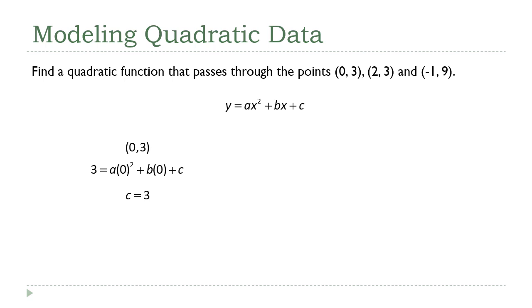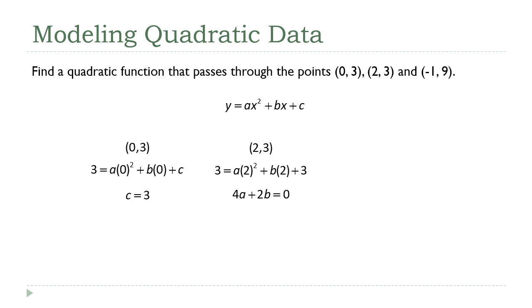So when I substitute 2, 3 and negative 1, 9 into the equation, I'm also going to replace the c with a 3. So when we put 2, 3 in, we get 3 equals a times 2 squared plus b times 2 plus that 3. And then I'm going to simplify this a little bit. I'm going to subtract 3 from both sides, so this is going to equal 0. And of course, 2 squared is 4. So the equation becomes 4a plus 2b equals 0.